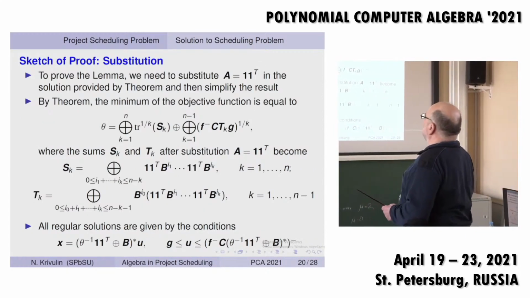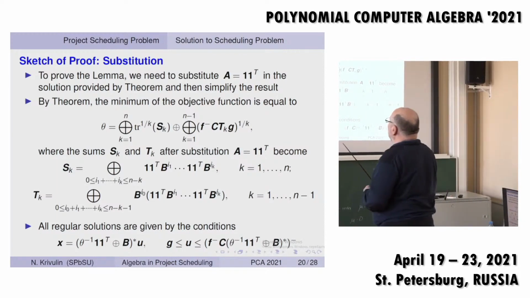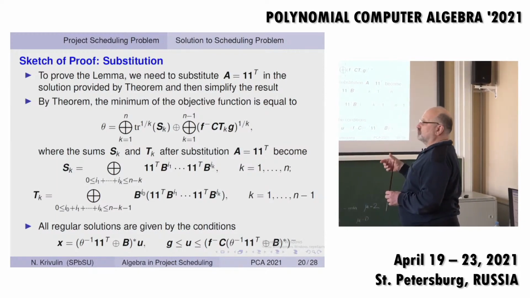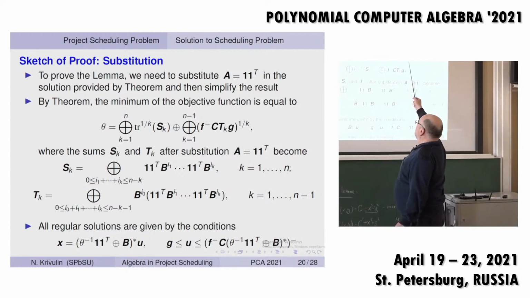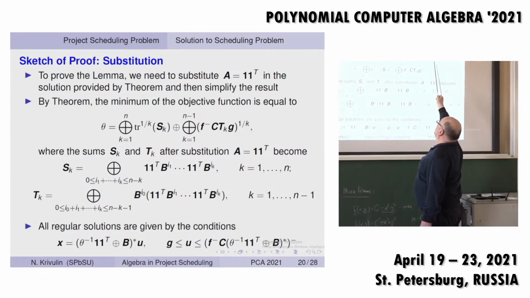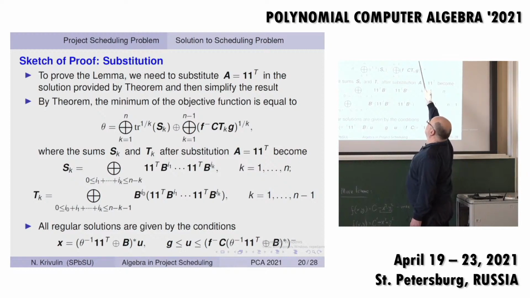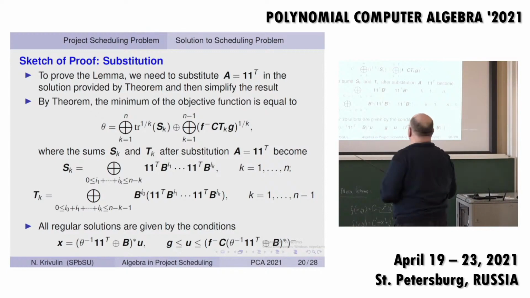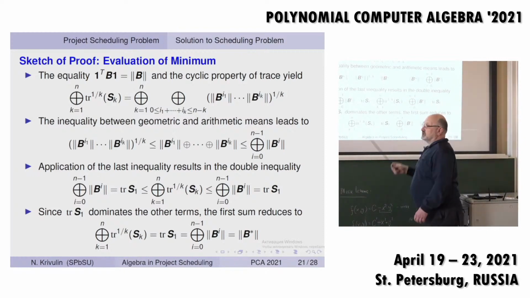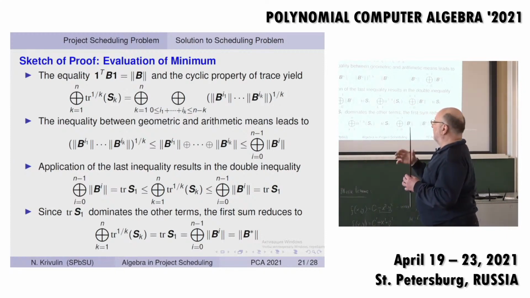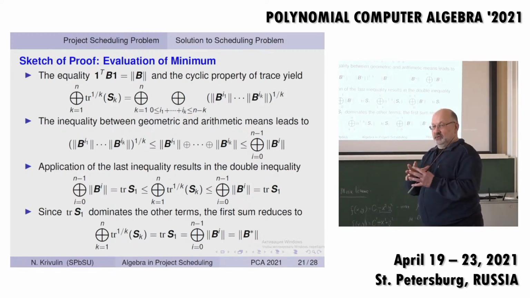And actually, the idea to obtain a simplified solution for the problem of interest is based on substitution, of course, of our new matrix for the matrix A, and after that we can represent the overall solution of the problem in this form. The main idea is just to use the inequality between geometric and arithmetic means, which allows us to reduce the number of summands in the big sums to 1 or 2.